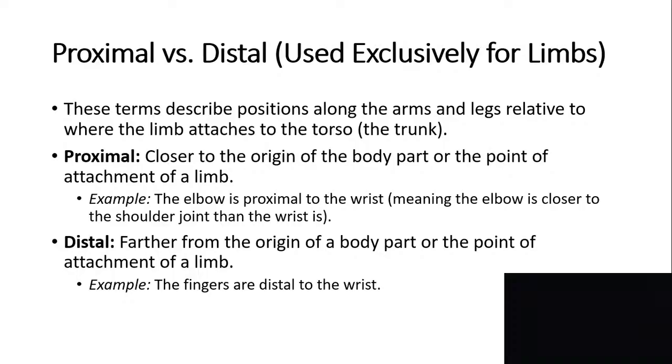What does it mean? Meaning that the wrist is at the end or towards the end compared to the elbow, which is closer to the shoulder. So someone can say top and bottom, and then proximal may literally mean that we are looking near to the top. Distal, further from the origin of the body part or the point of attachment of the limb. A good example is that the fingers are distal to the wrist.